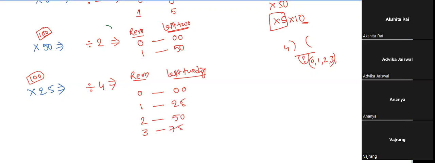And if you observe, these numbers are direct multiples of 25. 25 times 0 is 0 0, 25 one time is 25, 25 two times is 50, 25 three times is 75. Got it? Yes, sir. Okay, let us do these questions and later we'll continue the same concept.